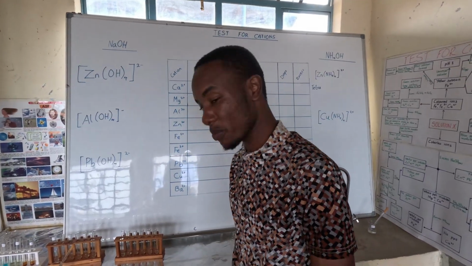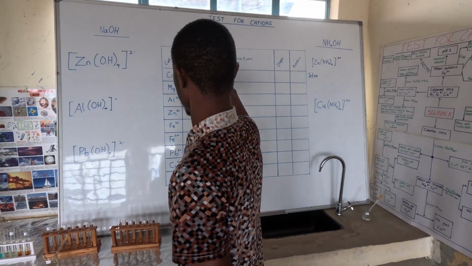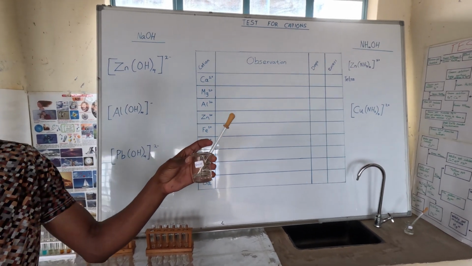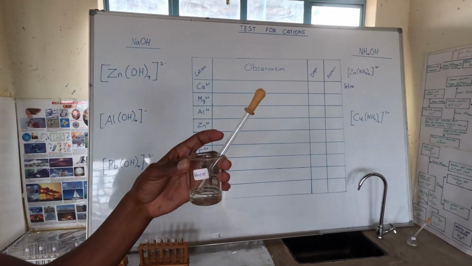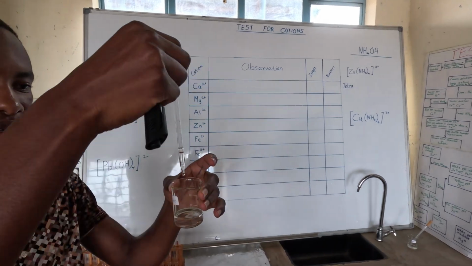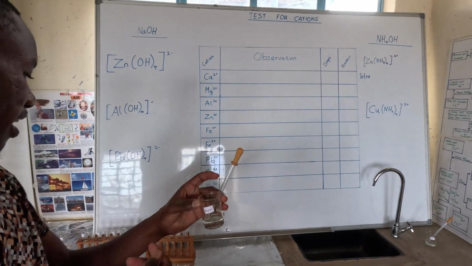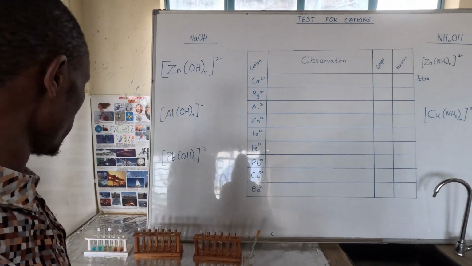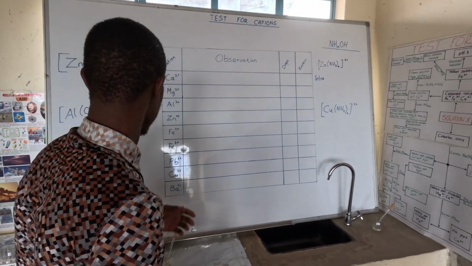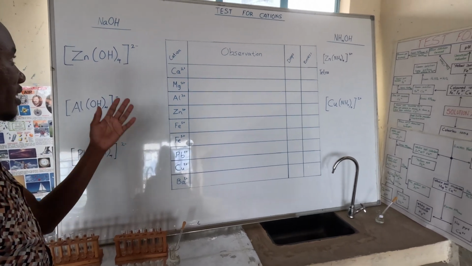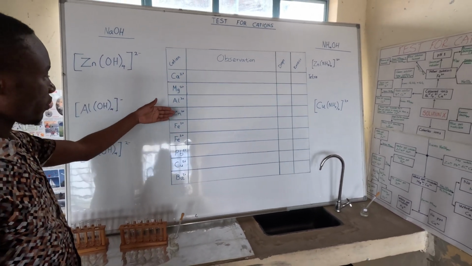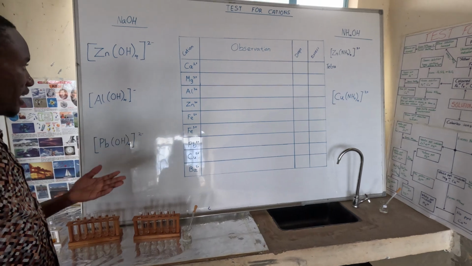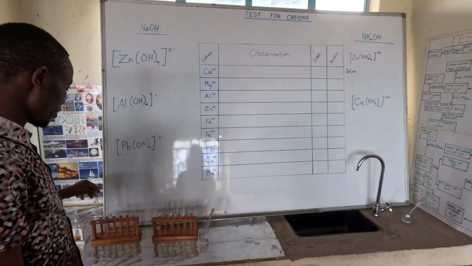Our test first, we're going to begin with the sodium hydroxide, which is inside our beaker. We have placed a dropper that we're going to use to place the drops inside the cations that are already provided here. I'm going to start my practical with calcium. I have a formula that I normally use for these cations: Kamgazin, Fefe, Bukuba. If you have that, you'll be in a better position.